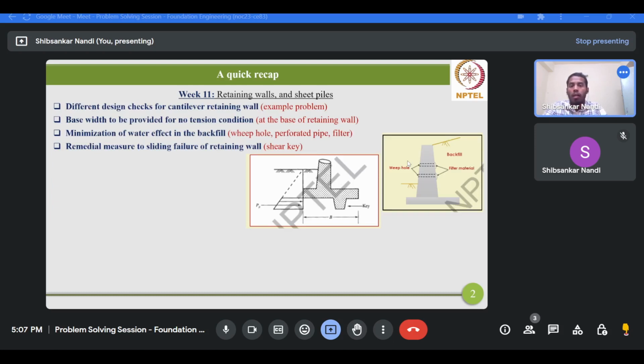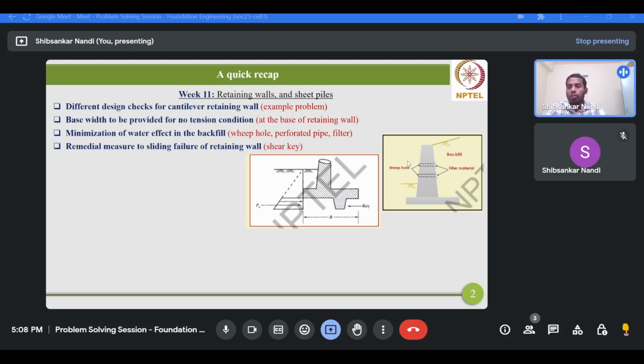Okay, so before that, we'll have a quick recap of the topics which we have learned in this week. So firstly, we have seen different design checks for cantilever retaining wall, and it's similar to the gravity retaining wall which we had basically learned in the previous week. Okay, so through an example problem we have basically seen what are the different design checks which we should perform for a cantilever retaining wall. Okay, and we'll see in detail through one numerical example problem in this week as well.